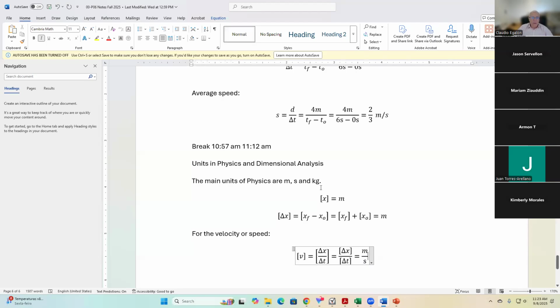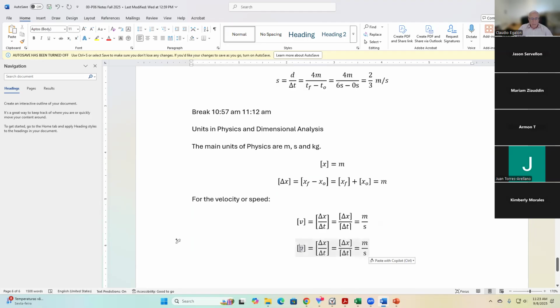Okay, and we can do the same for the speed. Here you go. The speed here is going to be d over delta t. The unit of d is meters, the unit of delta t is s. That's all that is to dimensional analysis.